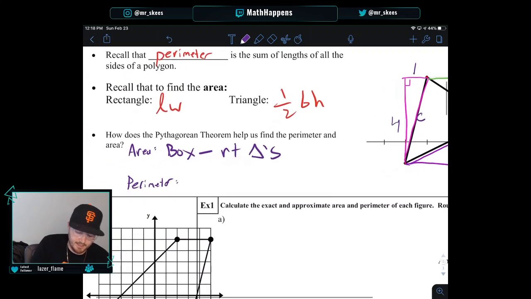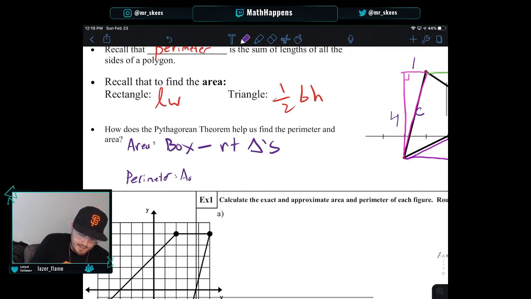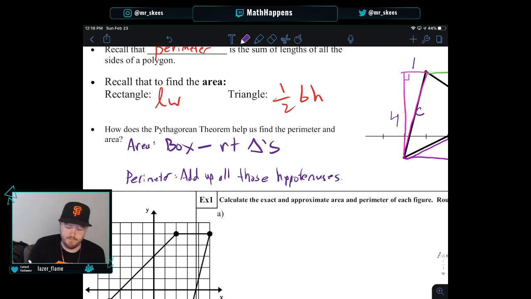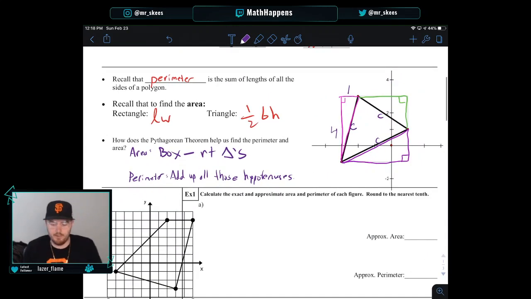So perimeter is add up all those hypotenuses. Hypotenuses? Is that even a word? Can we plural hypotenuses? The hypotenuse? Whatever. And we can use the Pythagorean theorem to find each of those.